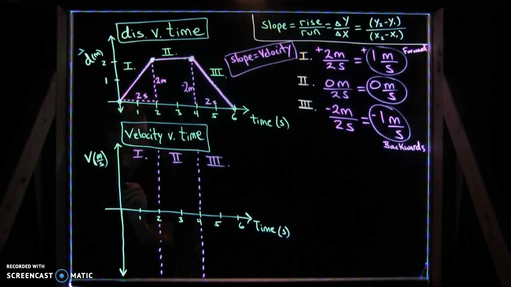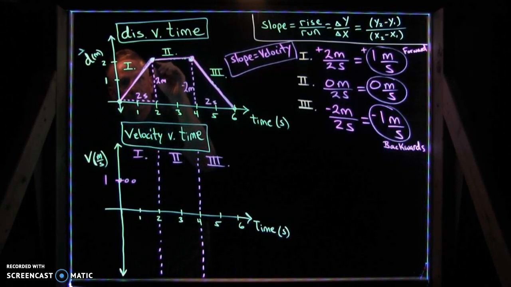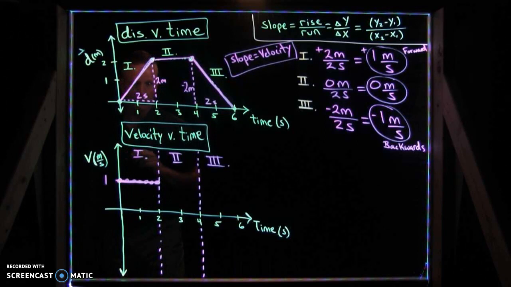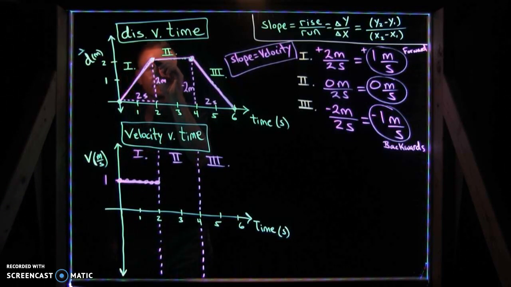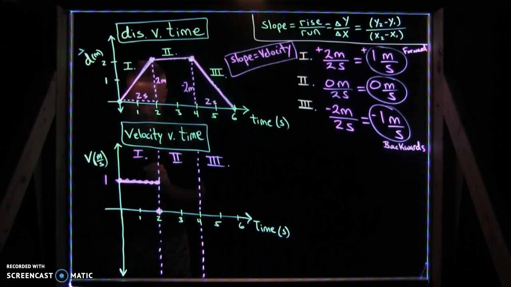So if velocity is on your y-axis, and you're traveling at 1 meter per second, and you're constantly traveling at 1 meter per second everywhere along this slope, because this is a linear slope, which is constant, you are always moving 1 meter per second for the full time interval in that first segment. You have this little horizontal line showing your velocity of 1 meter per second the whole time. But then you suddenly stop, time 2 seconds. You suddenly stop. 0 velocity.